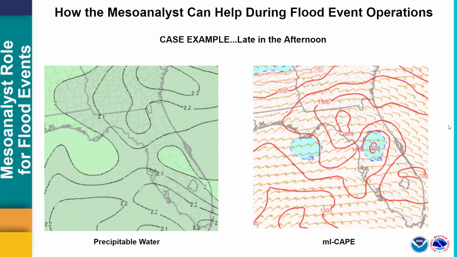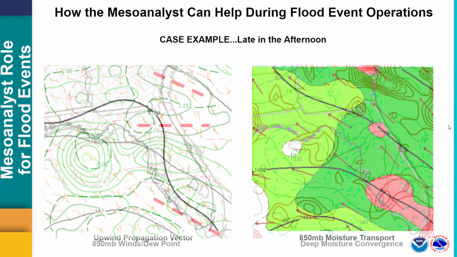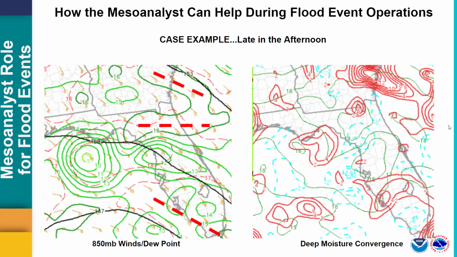As we look at the afternoon, let's look at these plots here and see if anything changes. Again, broad areas of precipitable water and moderate CAPE values through the afternoon across the Florida Peninsula. No change to the upwind propagation vector. Seeing some increase in the 850 millibar moisture transport maybe over the southern half of Florida, but nothing really pinpointing a particular area. How about the deep moisture convergence? This is still highlighting a potential area for heavier rain over far southeastern Georgia, but our focus really here is the Florida Peninsula, and I'm not seeing much here to suggest persistent excessive rain bands.